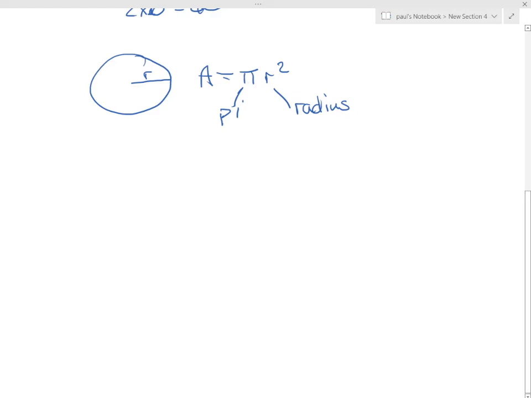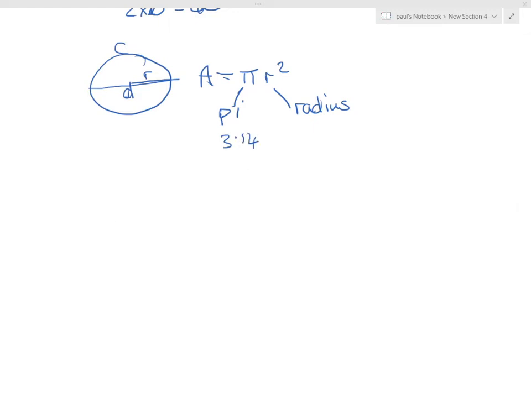Pi, by the way, this Greek letter pi, is the relationship between the length of the diameter, all the way across going through the middle, and the length of the circumference all the way around. It's about 3.14.